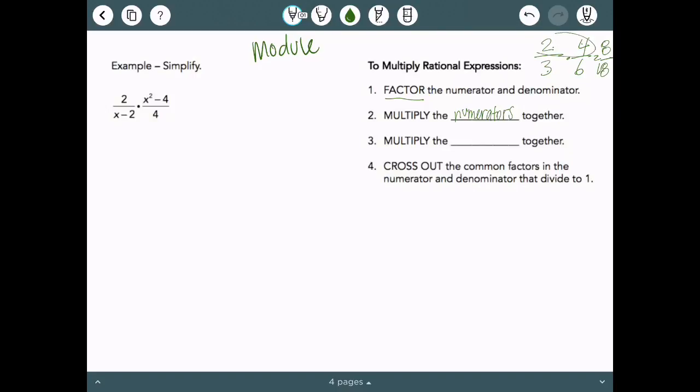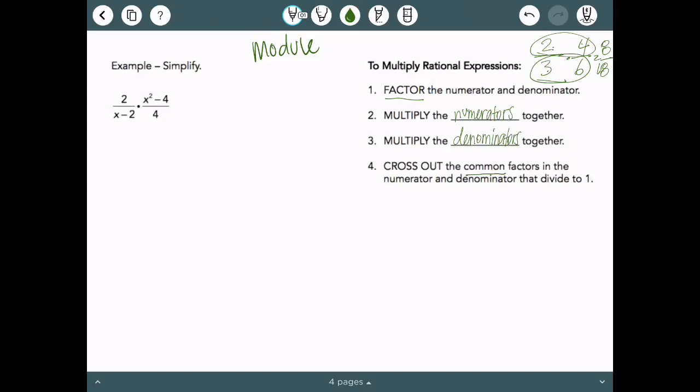So we're going to multiply the numerators together, and then we're going to multiply the denominators together. And as we multiply the denominators, like 3 times 6, the last thing that we're going to do is cross out anything that's common. So cross out things that are the same on top and on bottom.